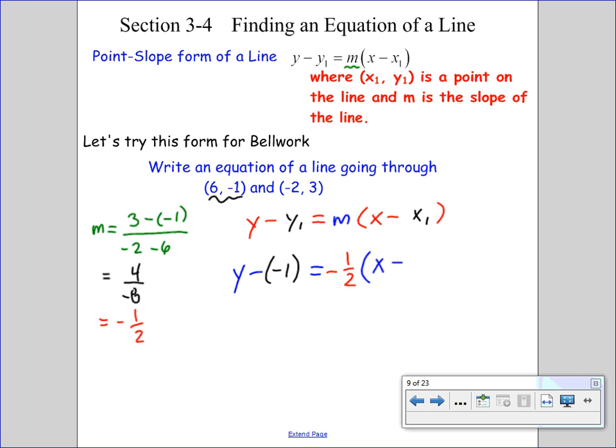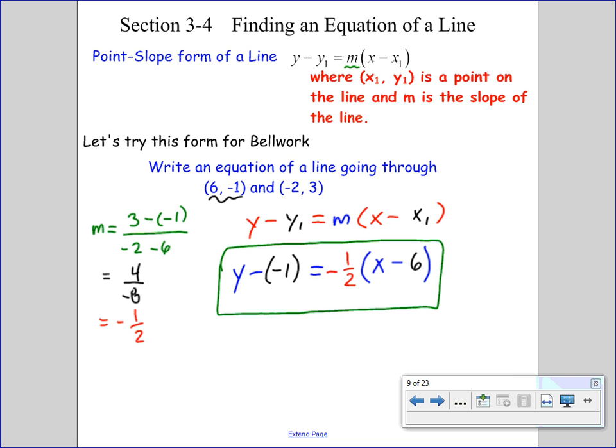And x minus 6 is the x coordinate for my first point. And that's it. That's point-slope form, and we're done. That's a linear equation that contains the points (6, -1) and (-2, 3). We use both points to get m, and then we simply plug one of the points, x sub 1, comma y sub 1, into my point-slope formula.